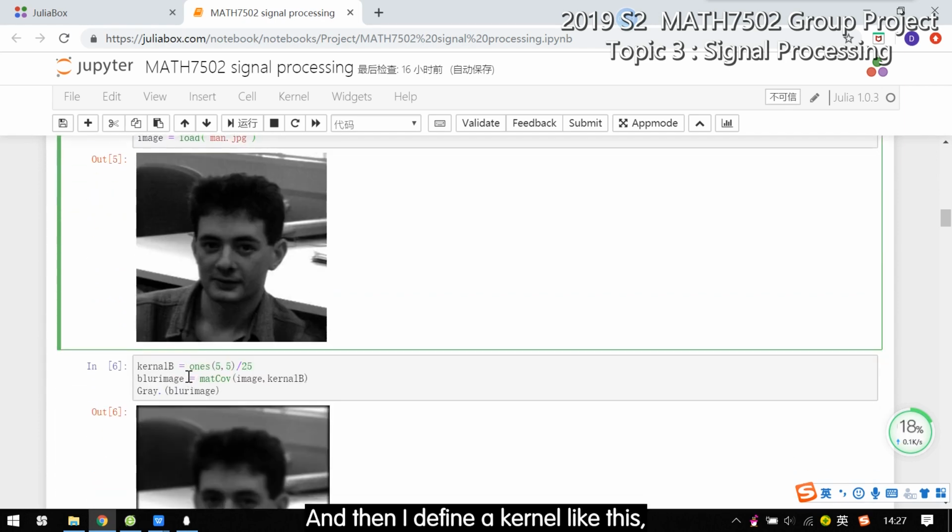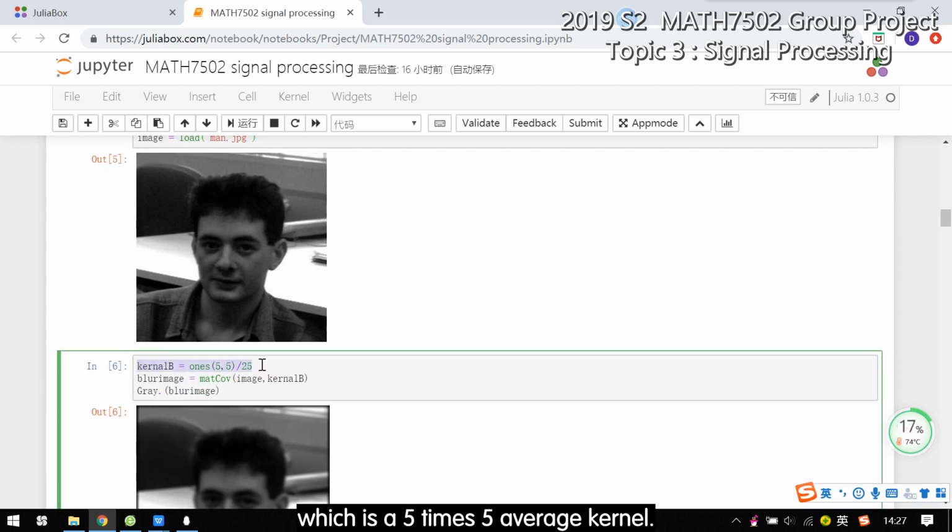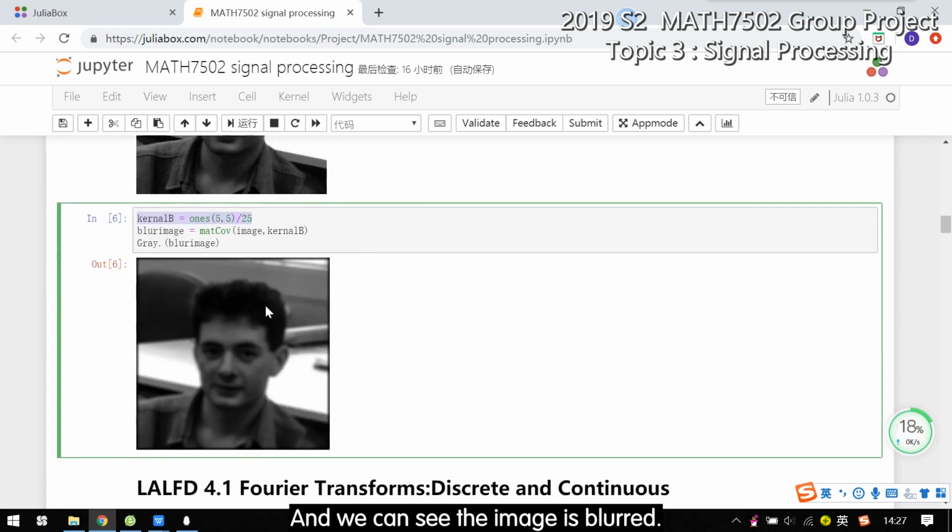And then I define the kernel like this, which is a 5 times 5 average kernel. This is the second matrix. Then we calculate the convolution of these two matrices, and we can get the result. We can see the image is blurred because here we use the average kernel.